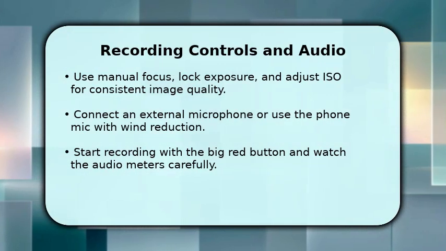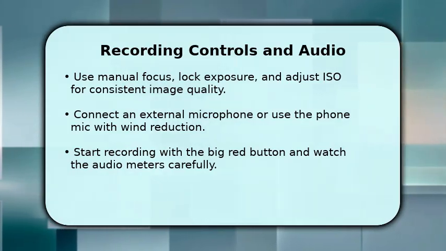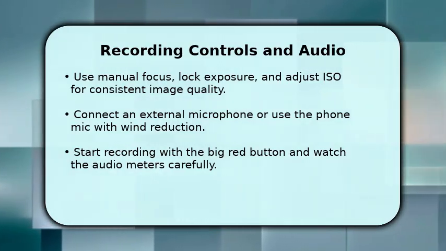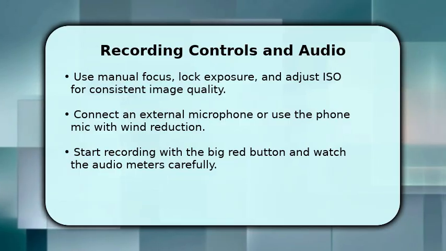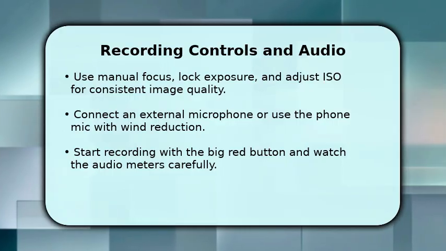Before you press record, set manual focus and lock exposure for consistency. Adjust ISO and shutter speed to control brightness without flicker or clipping. Use the on-screen histogram and focus peaking to verify proper exposure and sharpness.